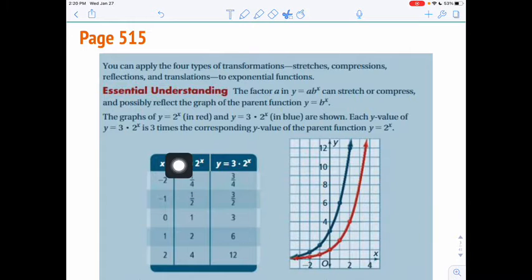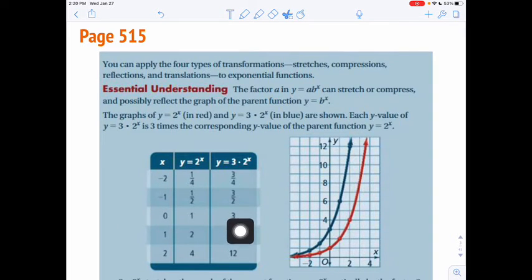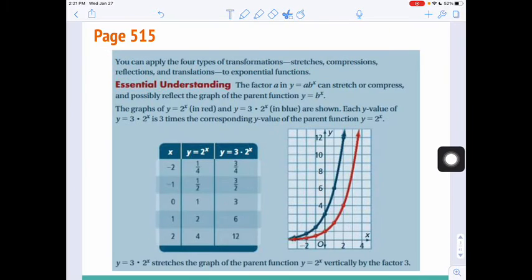So over here we have a table of values. We chose negative 2 to 2 as our x, and then we plug the x's in to both the parent function y equals 2 to the x and our new function y equals 3 times 2 to the x. You can see in the table that all the values in the third column are just the values in the middle column multiplied by 3. We can also see that there is a stretch in the graph. Our red graph is the parent function y equals 2 to the x power, and we are stretching the blue graph up vertically by a factor of 3.